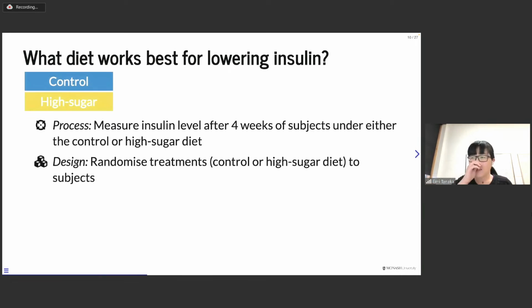So let's look at an example. Let's say that in this comparative experiment, we have some treatments of interest. In this case, we're looking at whether a diet works for lowering the insulin level. And I've got two levels of treatment. One is a control diet, and the other one is a high sugar diet. So the domain expert will explain and say, okay, we're going to be measuring the insulin after 4 weeks of giving the treatment to the subjects. And then we will make conclusions from this.